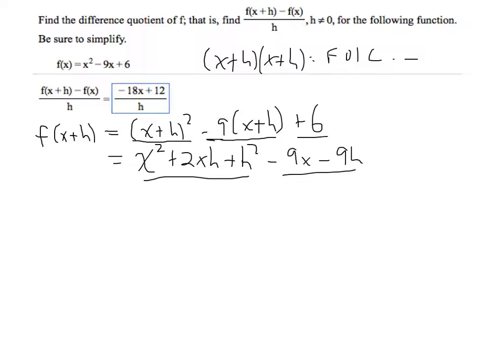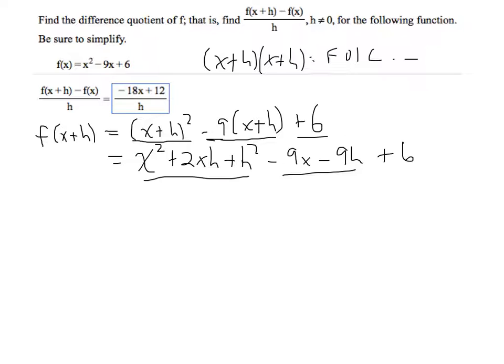And then I have plus 6, so plus 6. So that's what I have for f of x plus h. And we could do a quick survey, but there are no 2 terms in that expansion that are the same, so there's no like terms that I can combine. In my difference quotient, that's part of it, and then I have minus f of x.